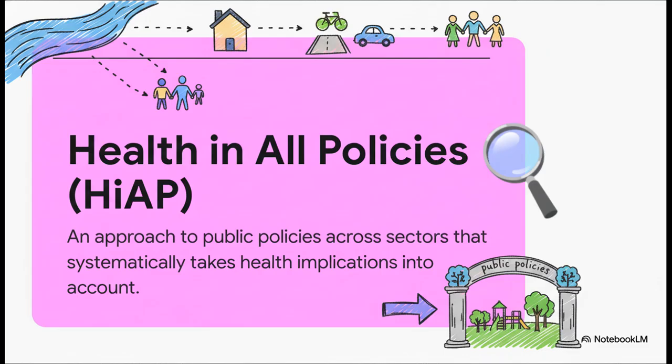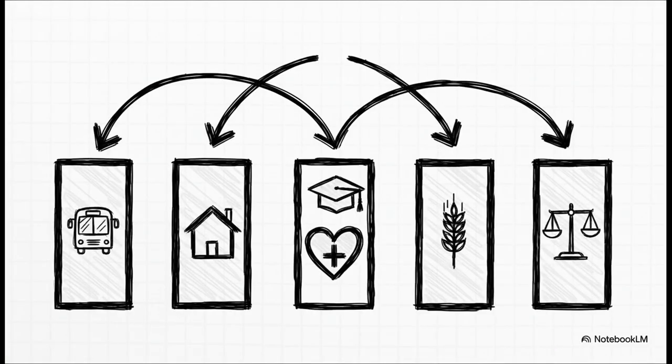It's about committing to thinking about the health effects of every decision a government makes. And what this really means is we have to break out of our silos. Health isn't just made in hospitals, right? It's made in our communities. It's made by transit systems that get people to good jobs, by housing policies that give families safe homes, and even by justice systems that promote community safety. Health in all policies is all about building those bridges between different sectors.